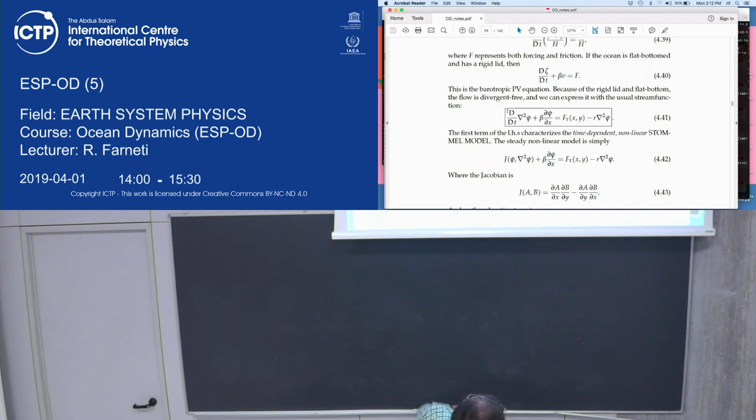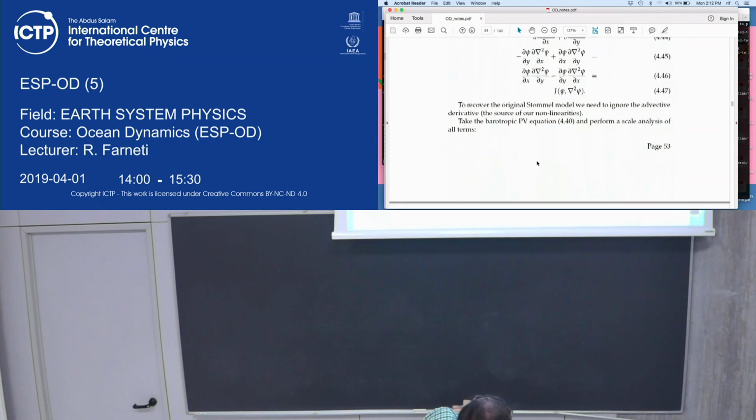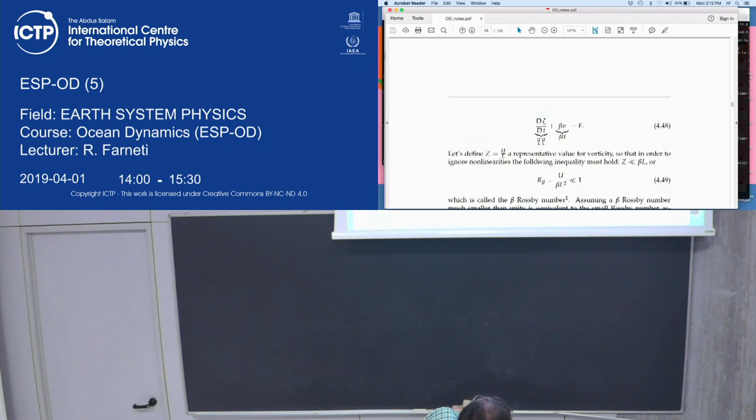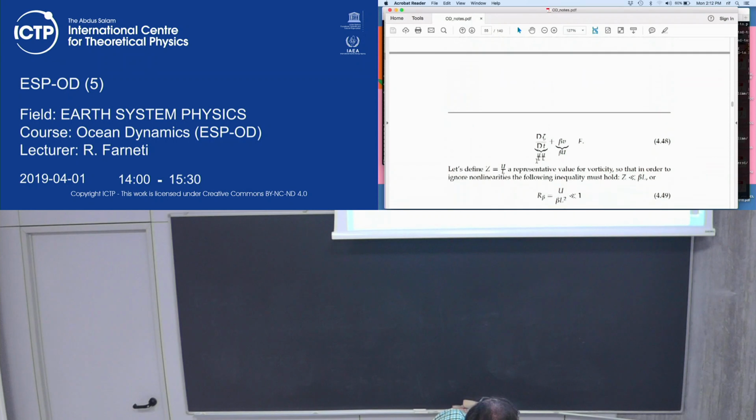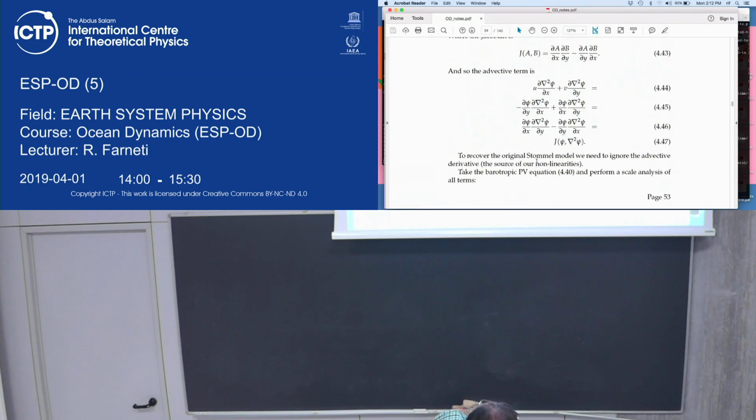Of course, you can go back and get just the nonlinear model without time dependency, and you can remove the advective terms and just get back to the linear Stommel model. Okay.